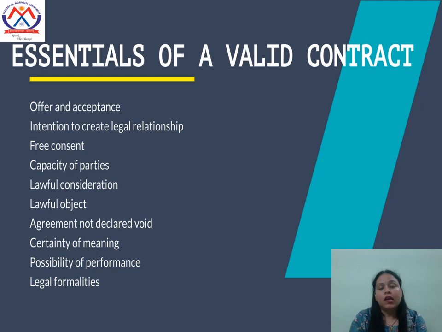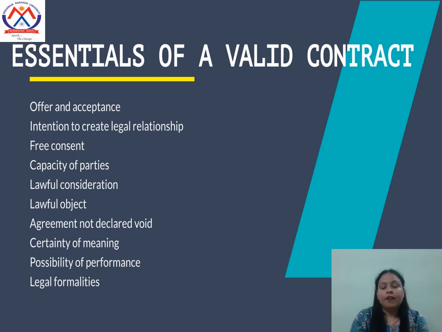For example, party A makes a contract with party B where A will be selling his house to B worth 50 lakh rupees. When A transfers the property to B, B gets that house, and in return B gives 50 lakh rupees to A. Both receive consideration. This is known as lawful consideration.